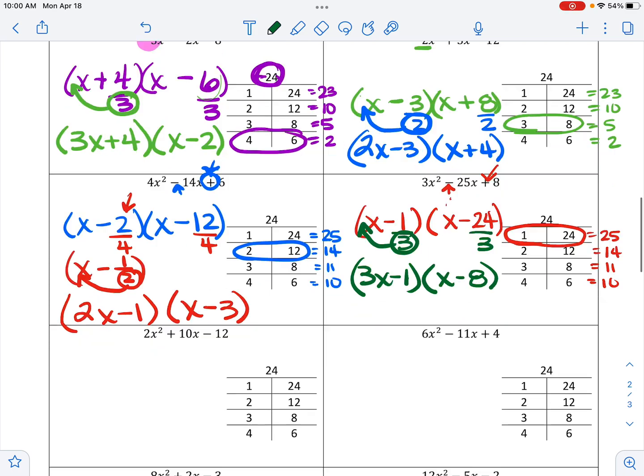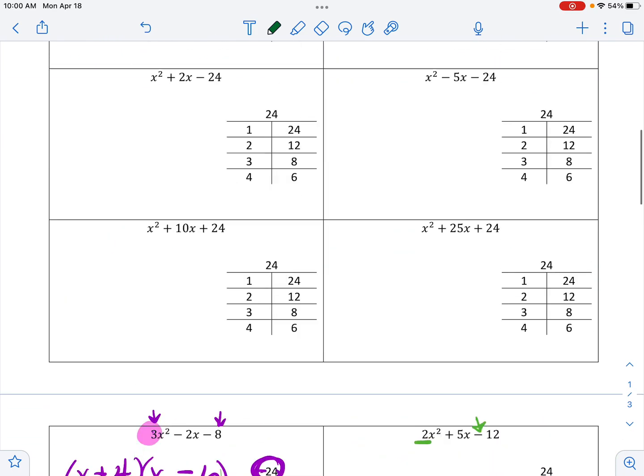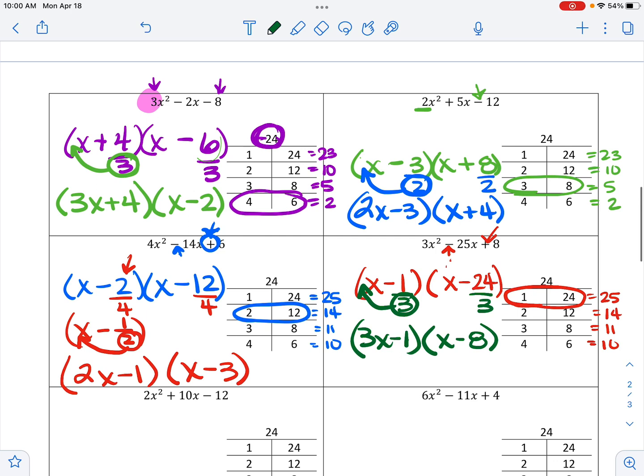You should have plenty to practice finishing. If you have questions, please feel free to ask. And then we'll retake this factoring test.